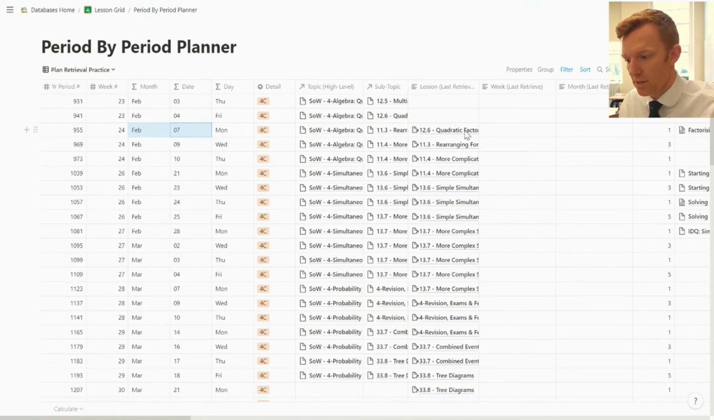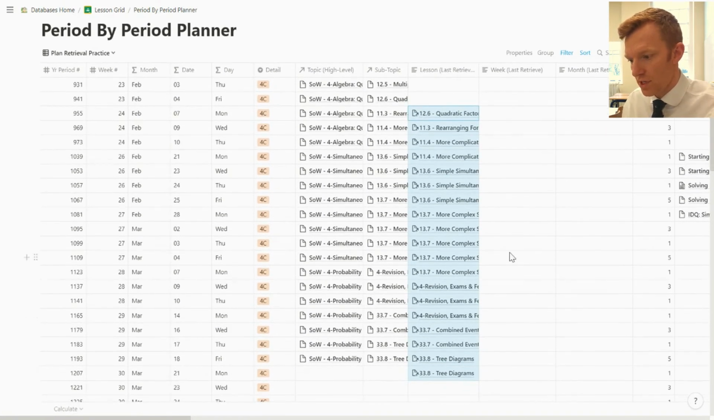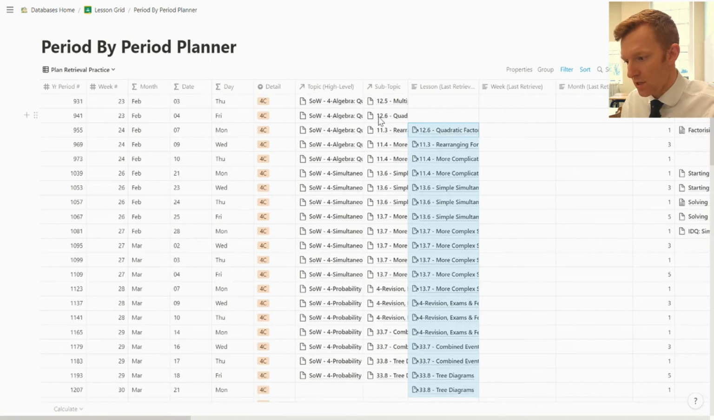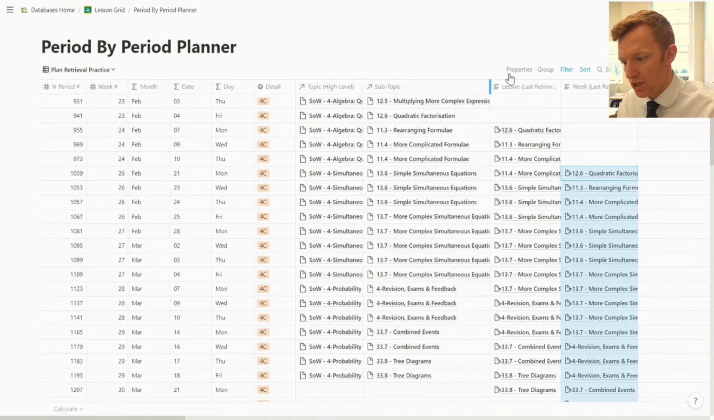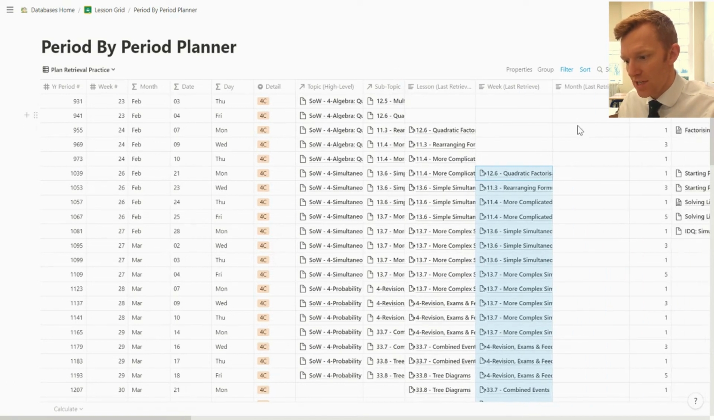factorization. All right. Then using the same principle, I will grab those cells, Control C, and I will take them down. So if I taught quadratic factorization on Friday the 4th of Feb, I'll know that I want to be reviewing that approximately a week later. And okay, we had that Friday off school at mine. It doesn't really matter if we're 1 or 2 lessons out here or there. I will drop that, Control V, and there. So I will retrieve a quadratic factorization question the lesson after. I'll also retrieve it a week later when I'm then actually teaching simple simultaneous equations. And I'll do the same a month later.